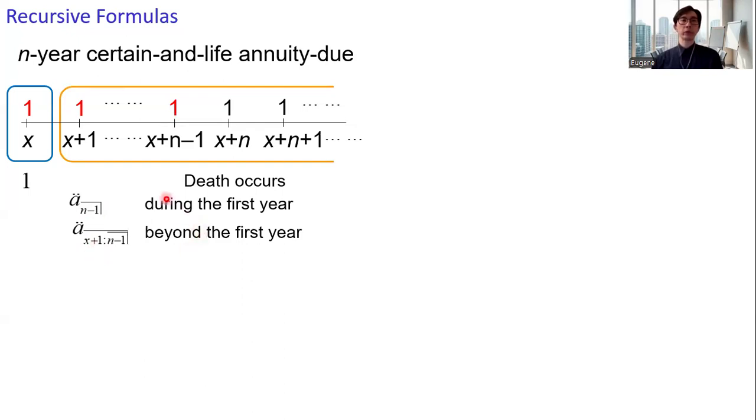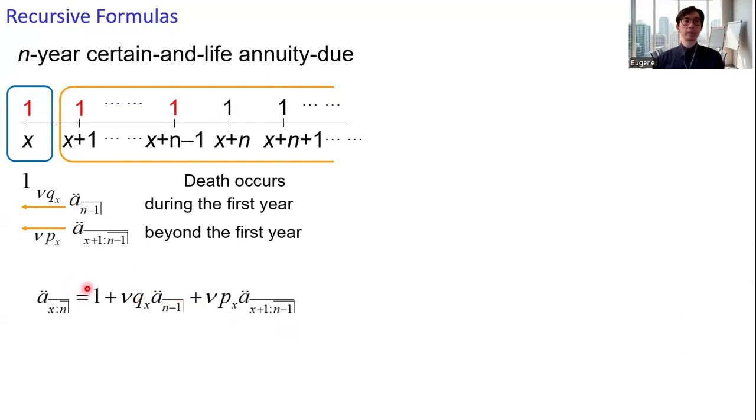Death occurs during the first year. We multiply by the actuarial present value factor nu, and then times the probability the person dies within this 1 year, which is Qx. And then if death occurs beyond the first year period, multiply by nu Px. Sum this up, we get the recursive formula.